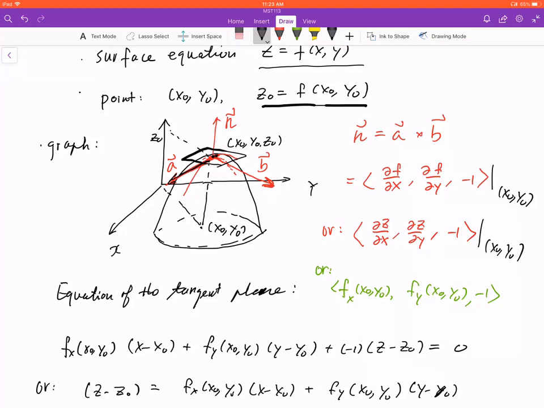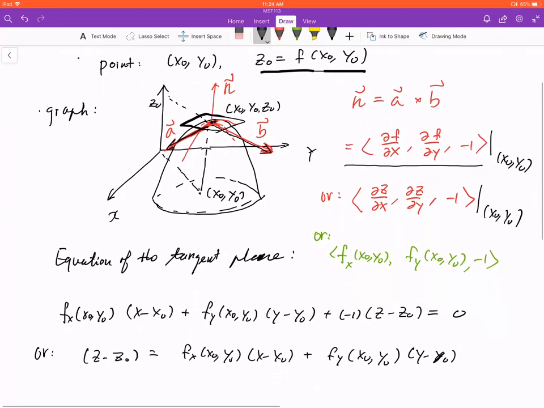And we find another vector, b, which is also tangent to the surface, but in the y direction. So this one is in the x direction, and this is in the y direction. We find these two vectors, and then we use the cross product. Really, this problem is about how to find the direction of a tangent line in a two-dimensional space. That's what we're going to explain. But first, let's look at the formula for the normal vector.